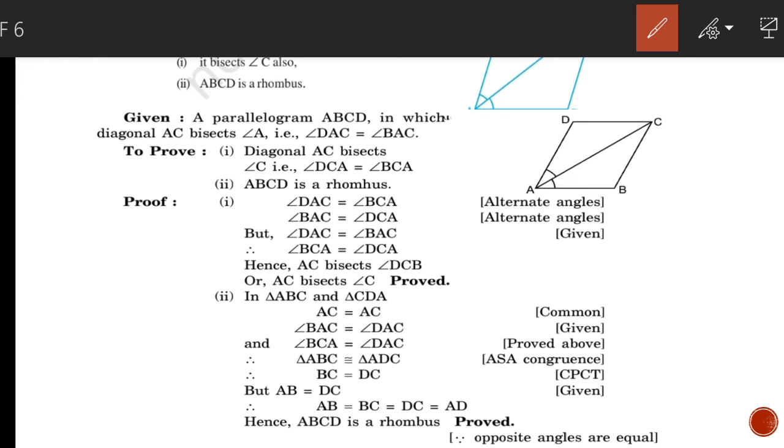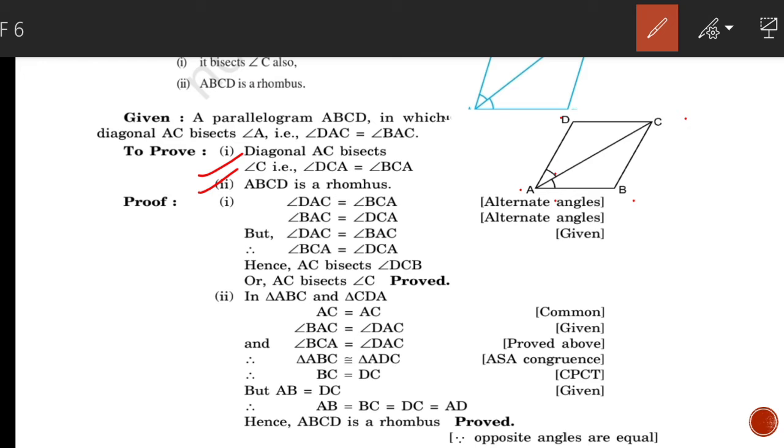So in the diagram we can see A, B, C and D. It is a parallelogram and AC bisects angle A. So angle DAC is equal to angle BAC. We have to prove AC also bisects angle C, that is DCA and BCA are equal, and we also have to prove ABCD is a rhombus. So let's prove the first one.